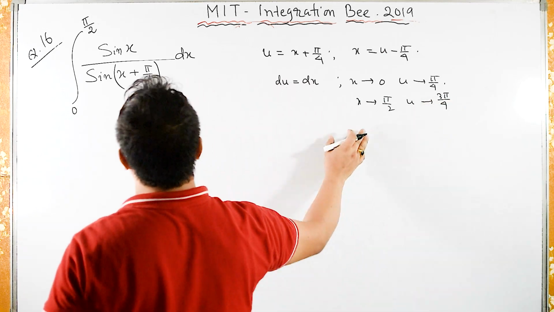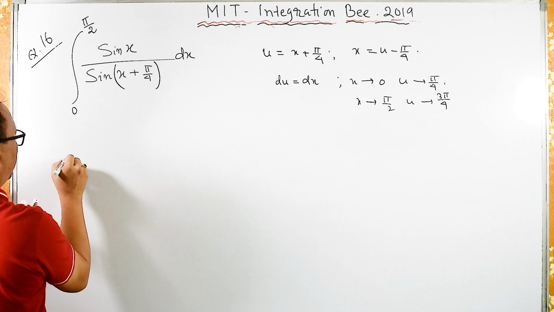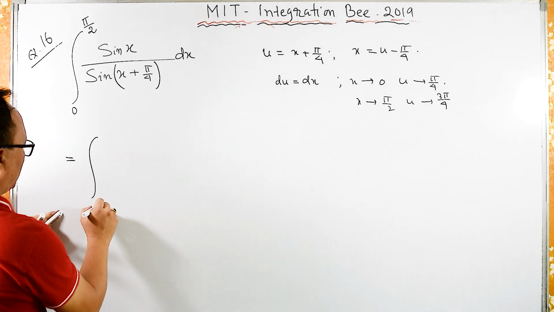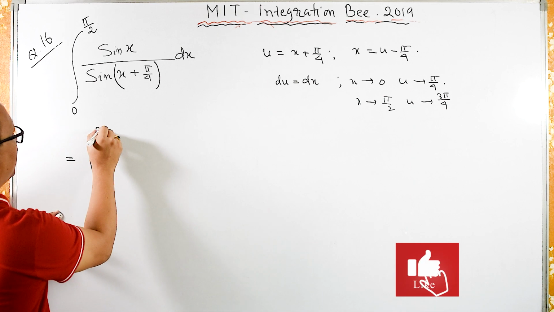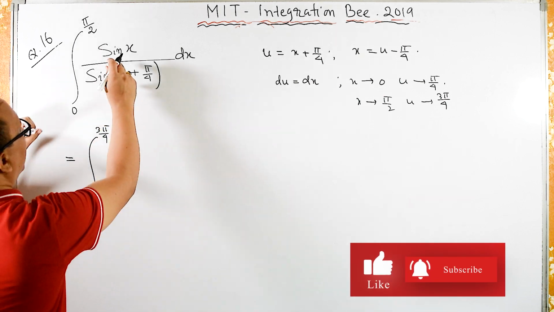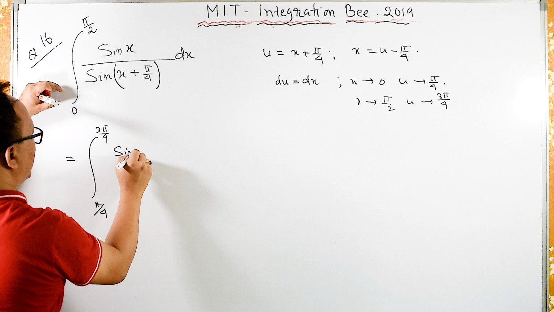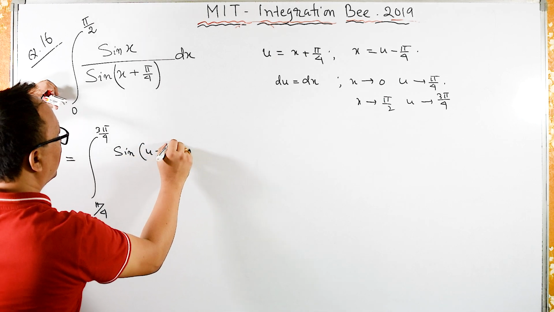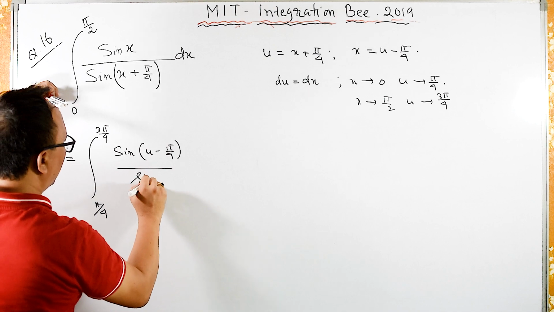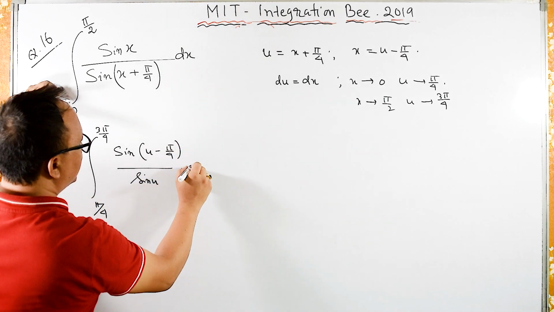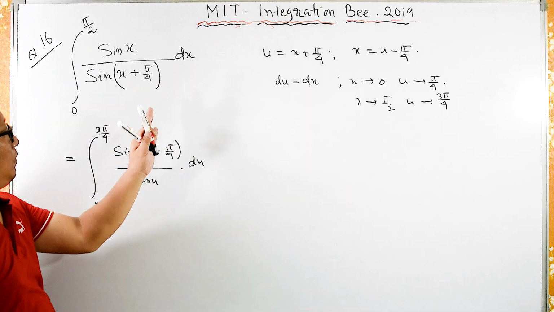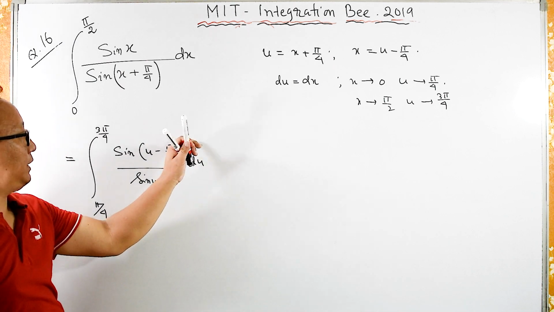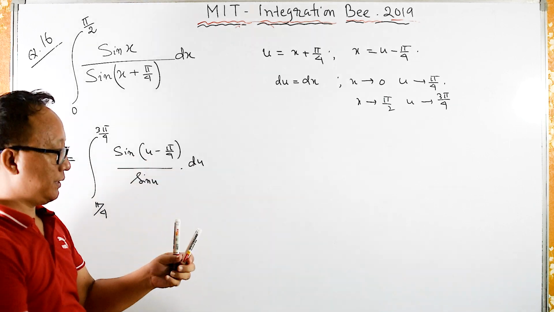Okay. So let's substitute over here. This equals the integral from pi by 4 to 3 pi by 4 of sine of what is x? x is u minus pi by 4, upon sine of u, into dx. dx is the same as du. Okay. So now here the denominator becomes small, and the numerator becomes big. So now I can apply sine a minus b.